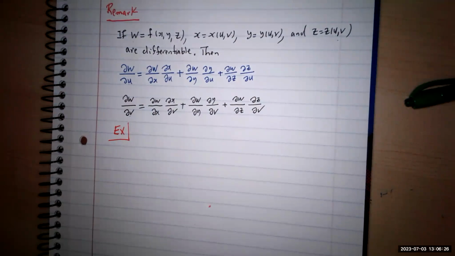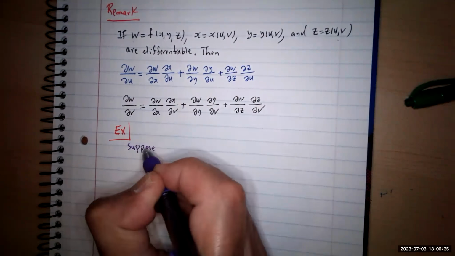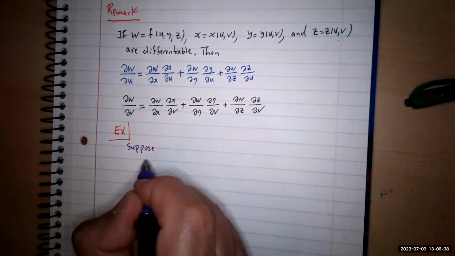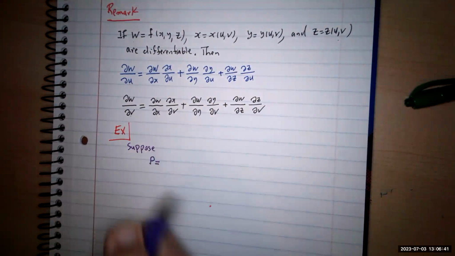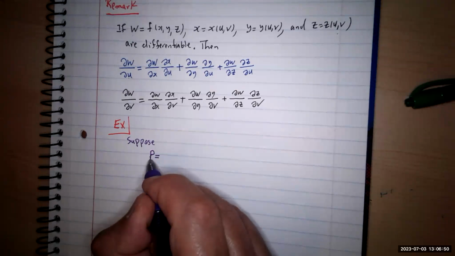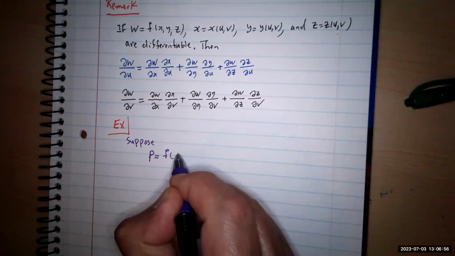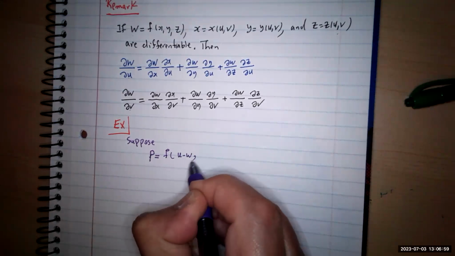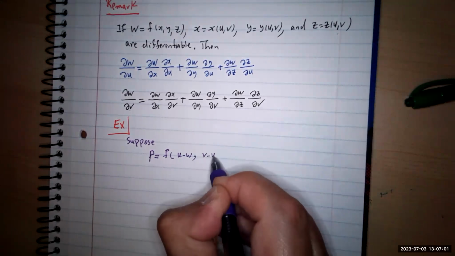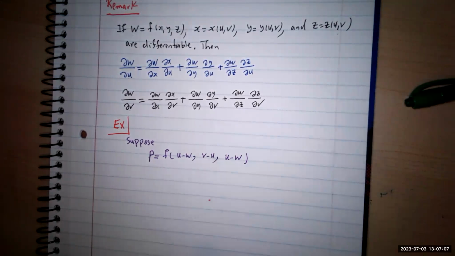Are you ready? What is this equation? You should look at this one. This is one of the problems in your book. Suppose they give you a function. You don't have the actual function. The function is going to be called P, or W, we call it P. This function is a function of U minus W, V minus U, and U minus W. You see, you don't have the function, but you know that this function is going to be of this type.